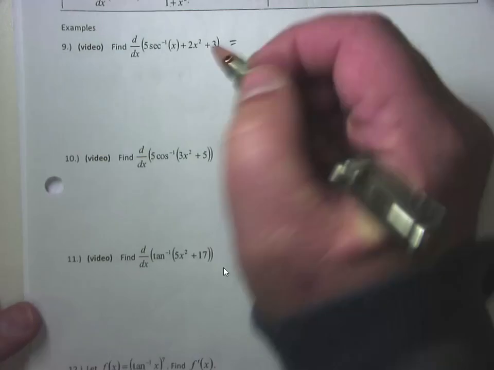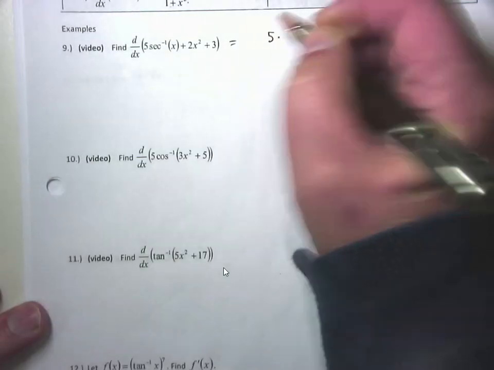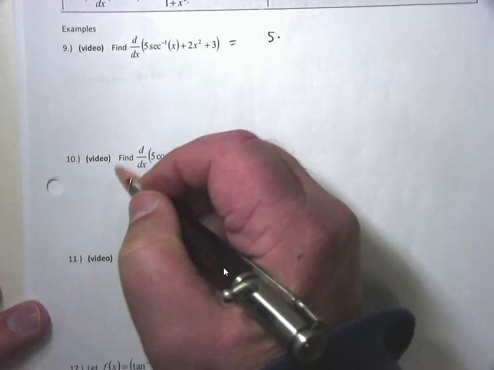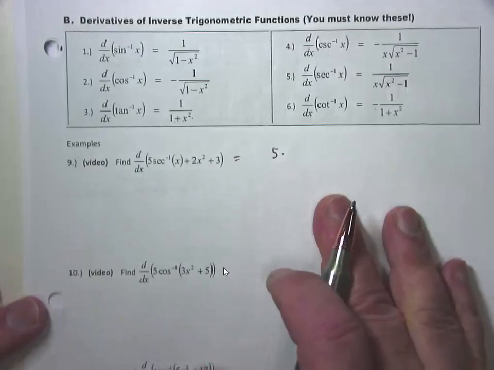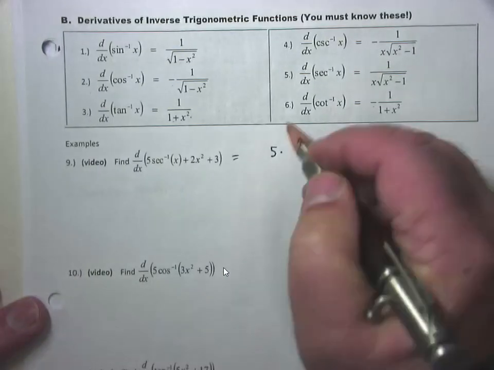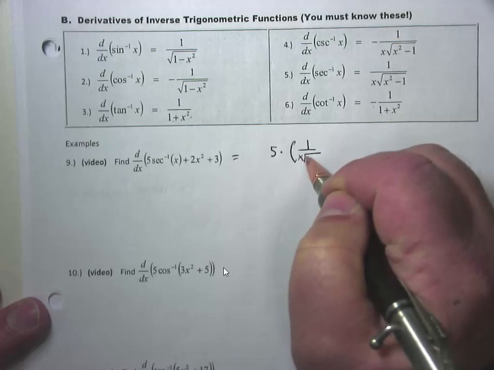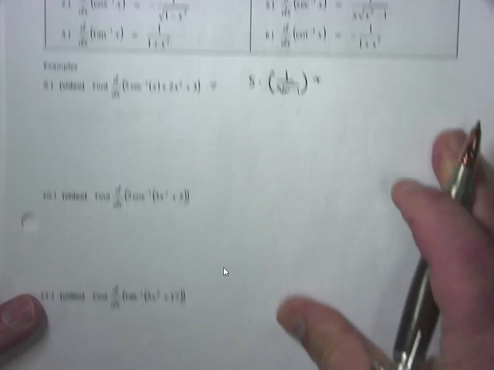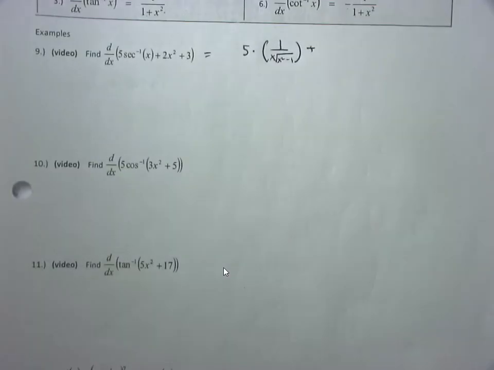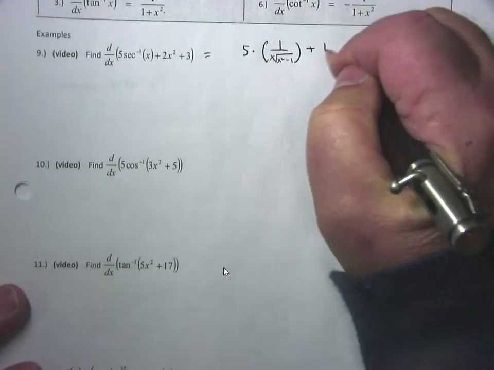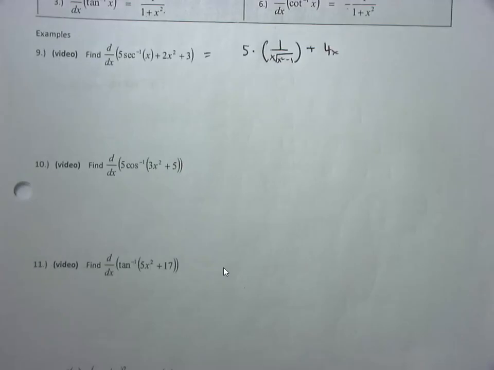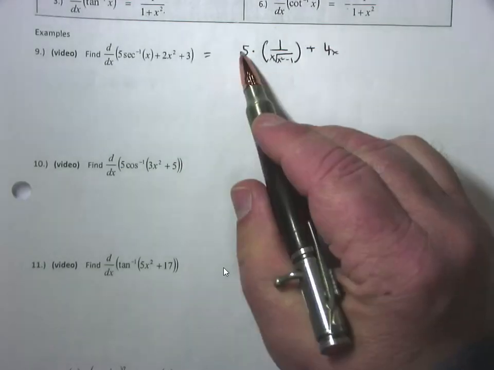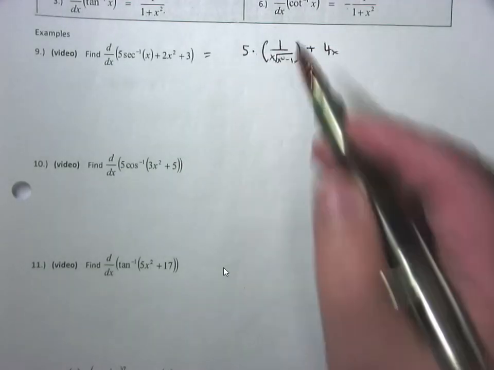Well, 5 is a constant, leave it alone, times, what's the derivative of secant inverse of x? You got it memorized yet? Well, if you don't, just look up here. Secant inverse of x is 1 over x times the square root of x squared minus 1, plus, just a little practice on derivatives, what's the derivative of 2x squared? 4x, and derivative of 3 is 0, and I'm done. You officially could put 5 times as 1 over and put the 5 in the numerator, but who cares?